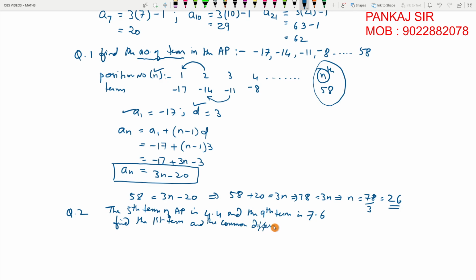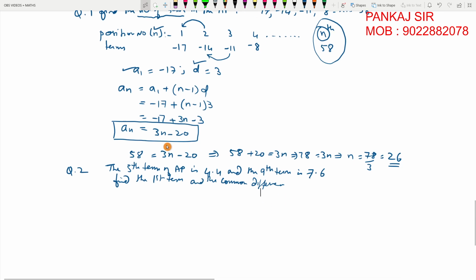Now in this question, he has not given you the AP. He has not given you the AP term wise. He has just told you that the fifth term, that is A5, is 4.4, and your ninth term, that is A9, is 7.6. And definitely it is an AP, that is also given. And he has asked you to find out the first term and the common difference. So you have to find from this what A1 is and what d is.